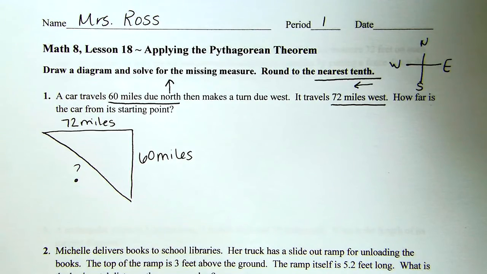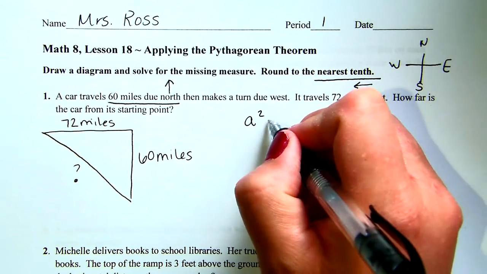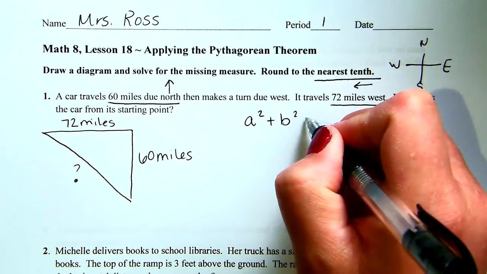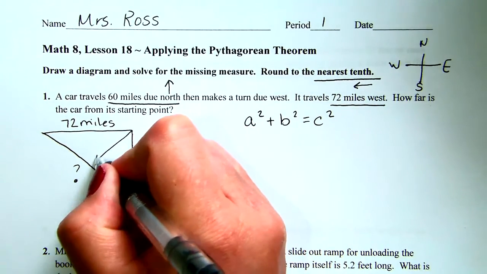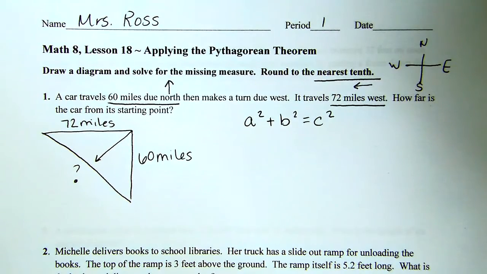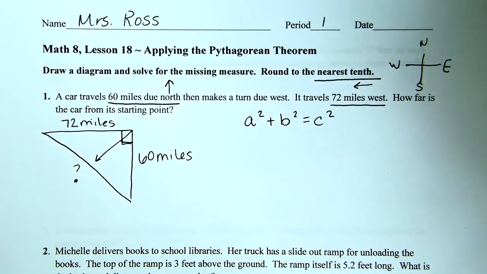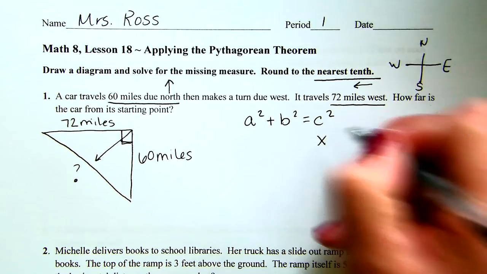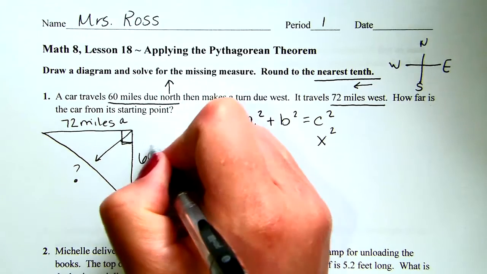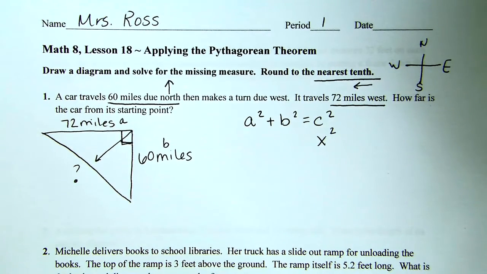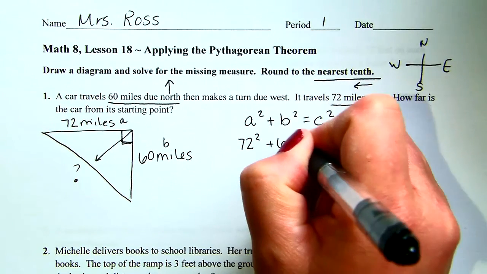So, putting this together, we have our formula for Pythagorean Theorem, which is a squared plus b squared equals c squared. Because this question mark, or my missing distance, is across from the right angle, I'm going to use that as my c. So I'm going to put an x in the space of my c with a square next to it. And then I'm just going to write a and b. A next to the 72, b next to the 60. So I'm going to write 72 squared plus 60 squared equals x squared.